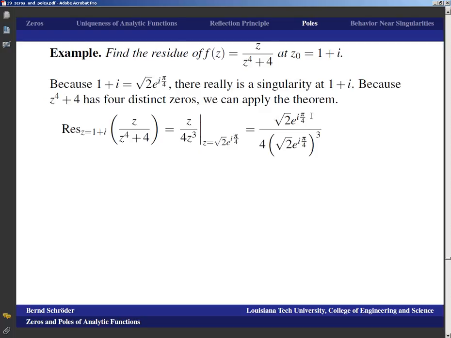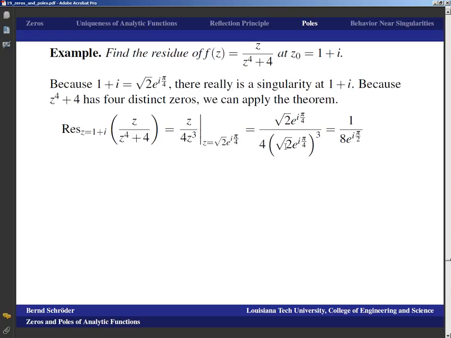Well, that's root 2 e to the i pi over 4 divided by 4 times root 2 e to the i pi over 4 to the third. And, well, then I just did the computation directly. Let's see what happened here. One of the e to the i pi over 4's cancels with one of the e to the i pi over 4's in the denominator, and e to the i pi over 4 squared is e to the i pi over 2, so that's where that comes from.